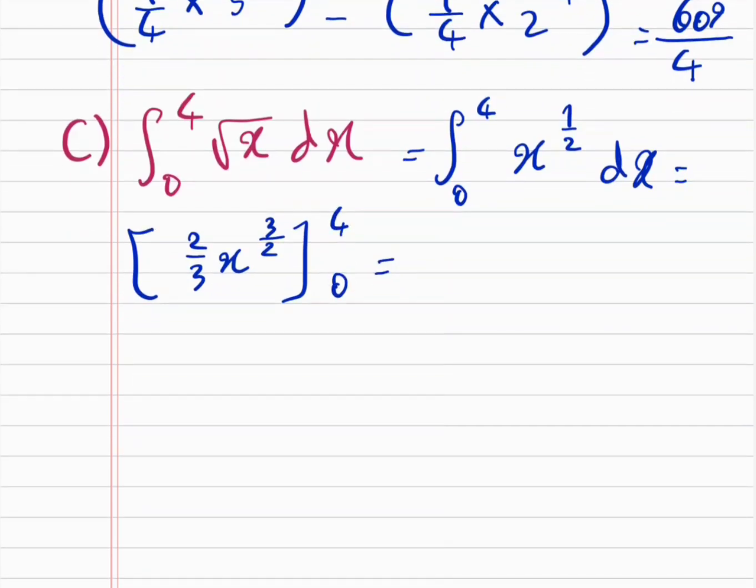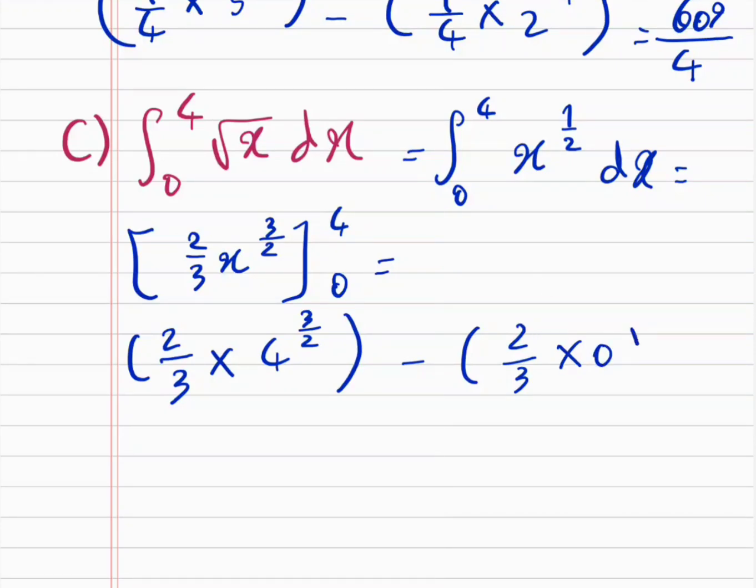Now we just substitute. We have 2 over 3 times 4 to the power of 3 over 2, minus, it's always minus, the next term, which is 2 over 3 times 0 to the power of 3 over 2, so it's just 0. And the answer now is 16 over 3.